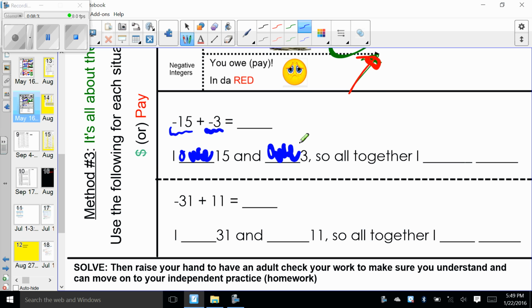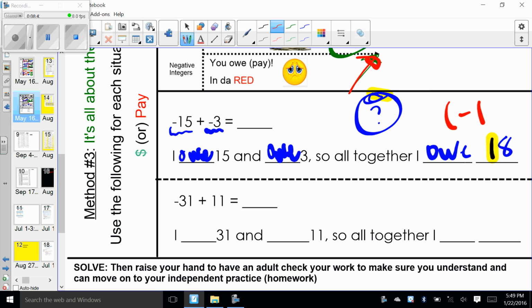So if I owe 15 and I owe 3, the problem I have is there isn't any money in this bank. So I end up owing $18. And the way we would represent that is -18. We call that in the red. All right, let's keep going then.